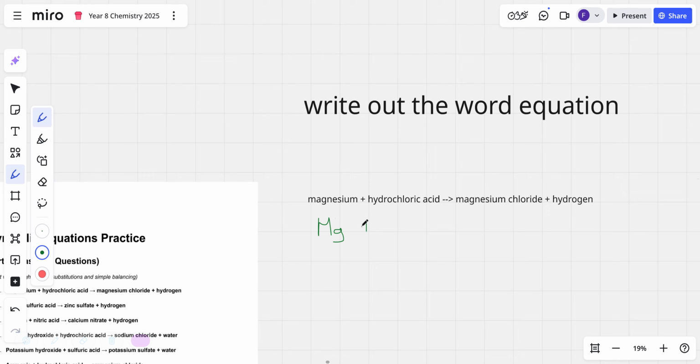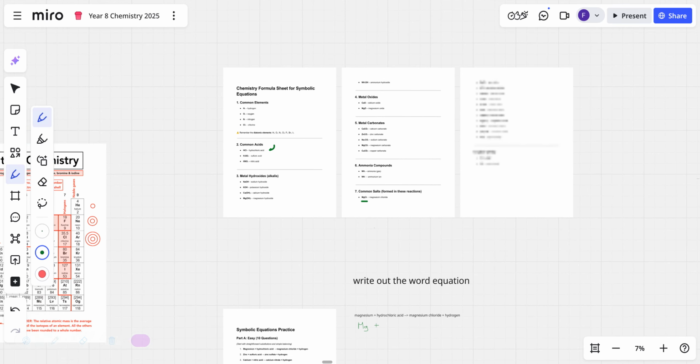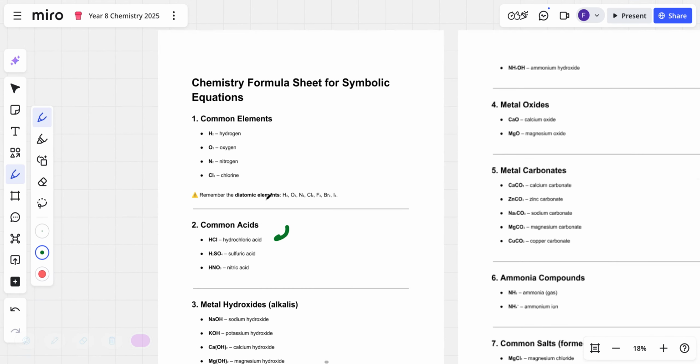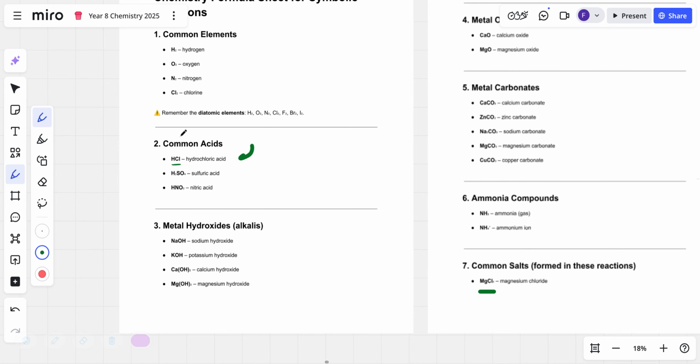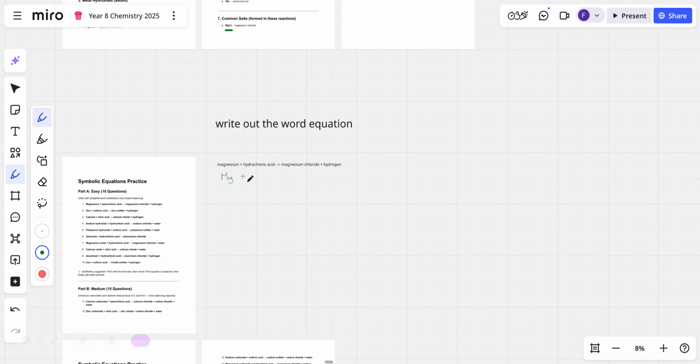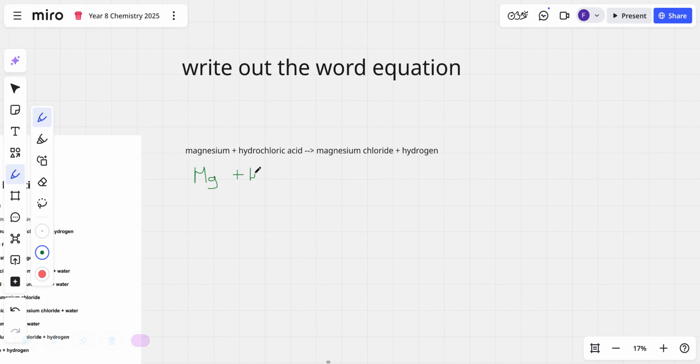plus hydrochloric acid. You guys do not know what hydrochloric acid is. So I've given you all the formulas. And here we have 1 common element. I'm going to come back through to these in a moment. 2 common acids. And these are the acids you will always work with. It's what we call bench alkalis. So this is HCl. This is hydrochloric acid. Capital H, capital C, lowercase l. HCl.